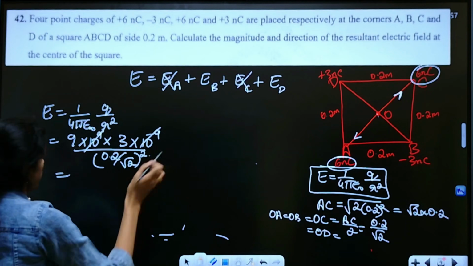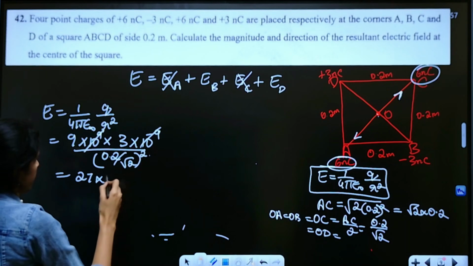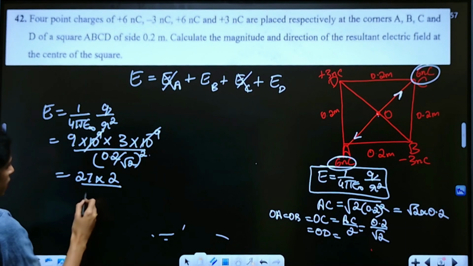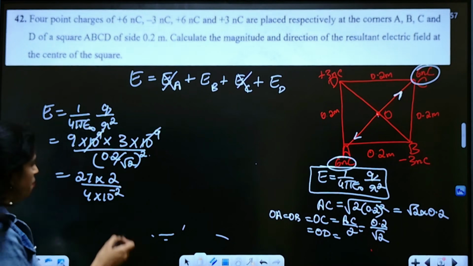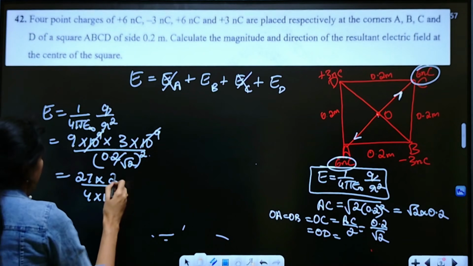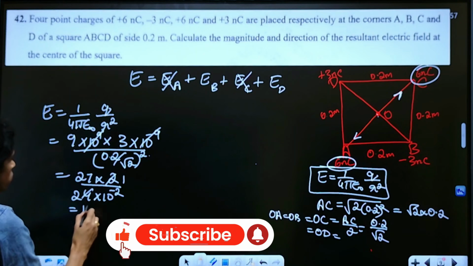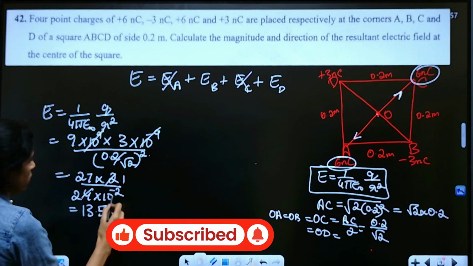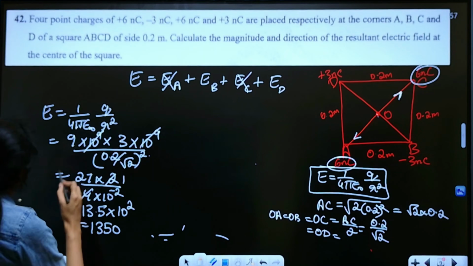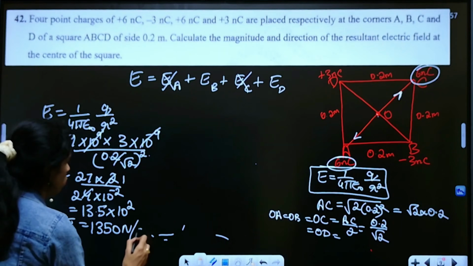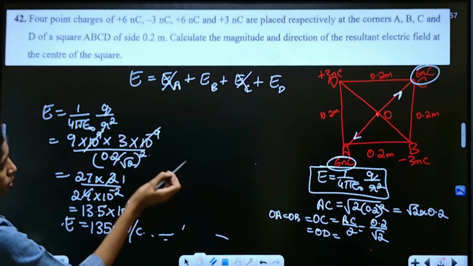10 power 9 and 10 power minus 9 get cancelled. 9 into 3 is 27. Root 2 square is 2, and it gets multiplied there. And 0.2 square is 0.04, so I am taking it as 4 into 10 power minus 2. 2 1s are 2, 2 2s are 4. And then 27 by 2 is how much? 13.5 into 10 power minus 2, which going up is 10 power 2. Finally you will get 1350, and the SI unit of electric field is Newton per coulomb. So this is the electric field due to plus 3 nanocoulomb or minus 3 nanocoulomb, either one.